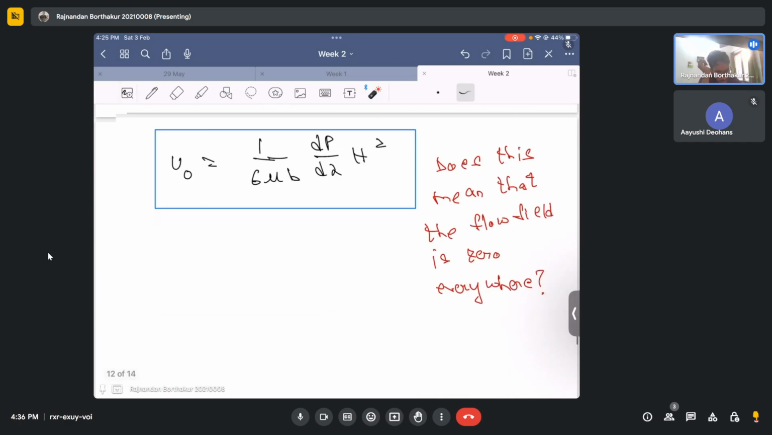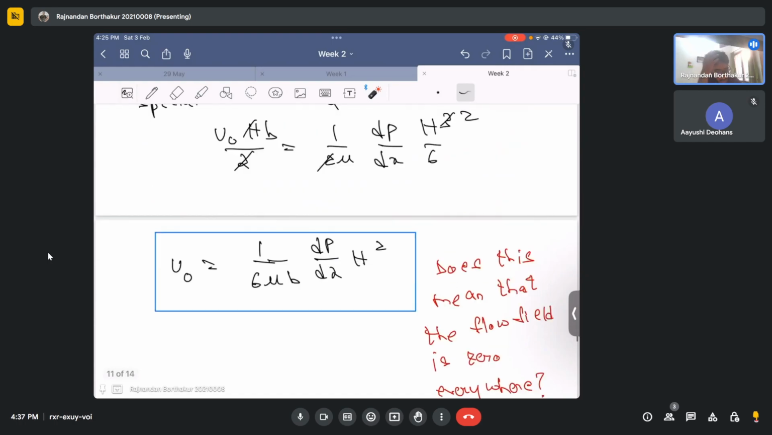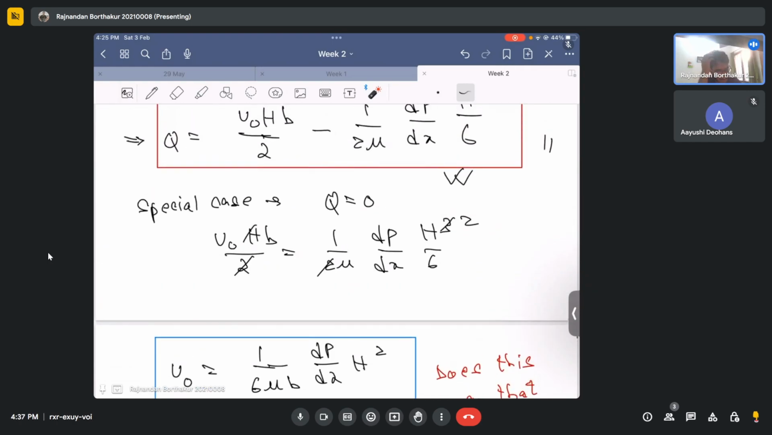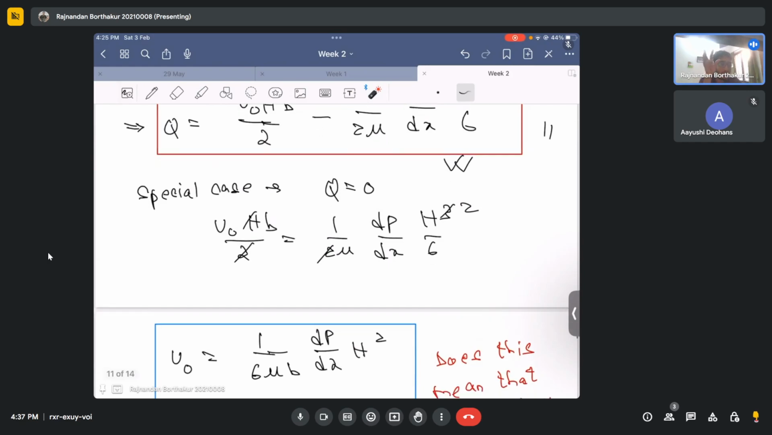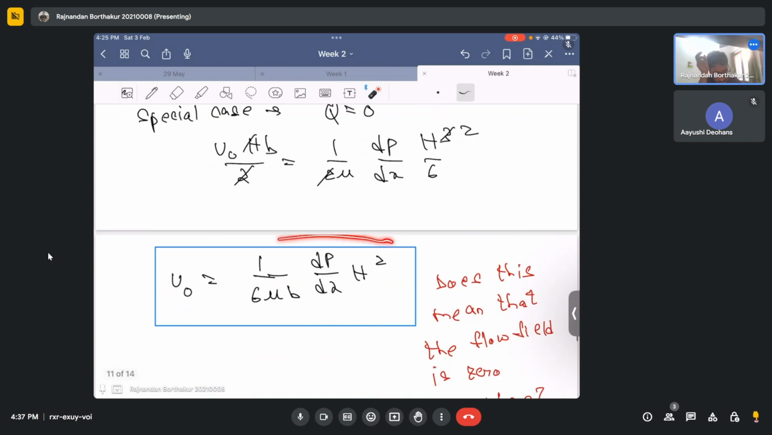And then we also saw a very interesting case. Actually, I didn't think about it initially, that what if q is 0, do we get a special relationship between u naught and dp by dx? And indeed we get this. But this essentially, to me at least, doesn't mean that although the volume flow rate is 0, the fluid flow field will be 0 throughout. However, if we just calculate the average velocity by taking that cross section for this particular relation of u naught and dp by dx, the volume flow rate would come out to be 0.